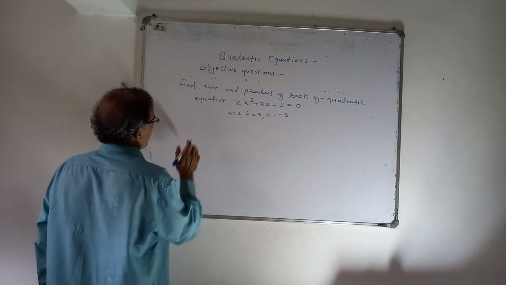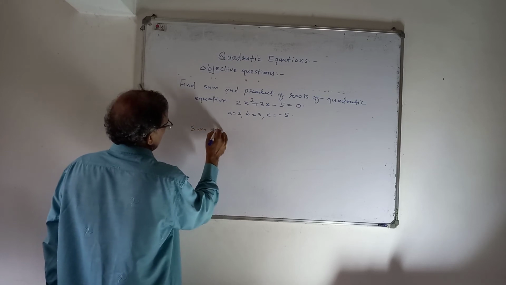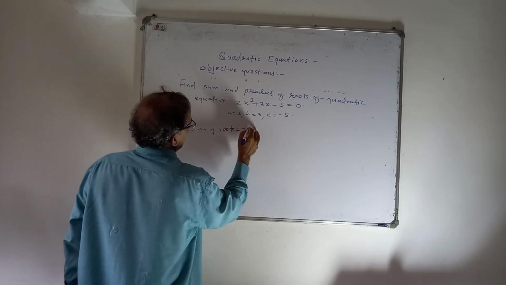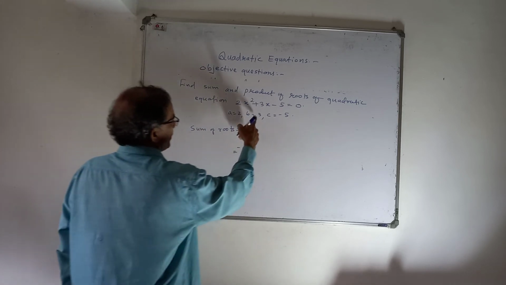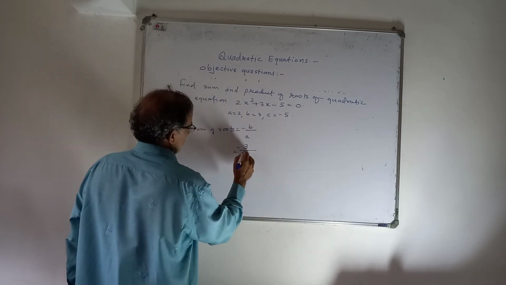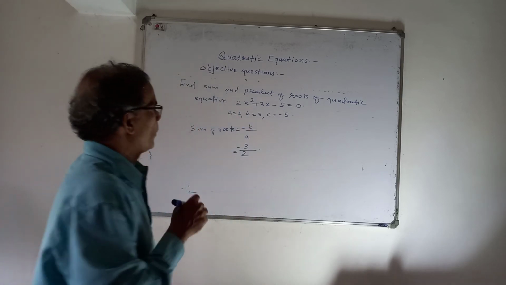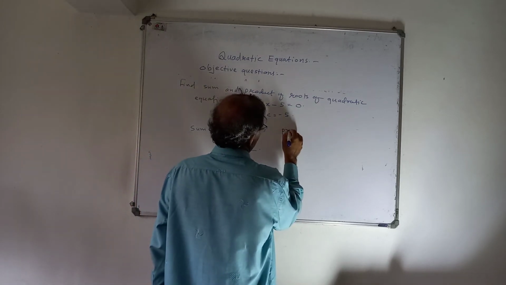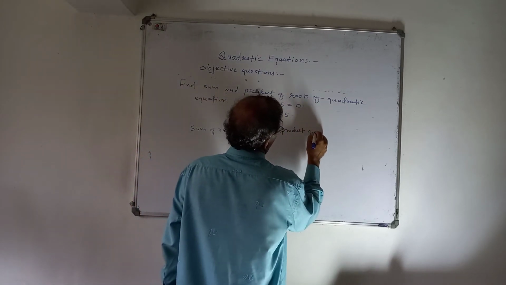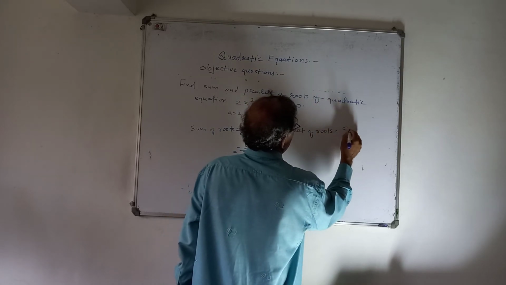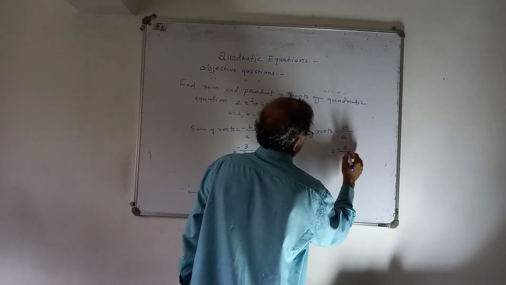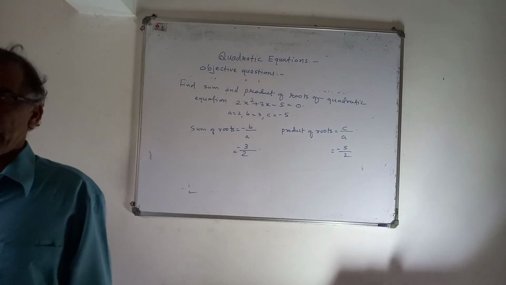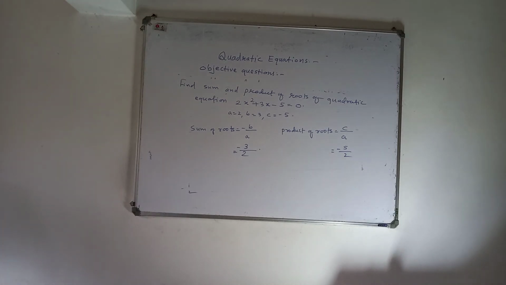So just now we have seen the formula. Sum of roots. What is the formula? Minus b by a. That is minus the b value. How much? 3. Upon a, how much? 2. Okay. Suppose the product of the roots you want to find. Product of roots. What is the formula? c upon a. What is the value of c here? It is minus 5 and upon 2. So like this, we can directly find the sum of the roots and product of the roots of a quadratic equation.